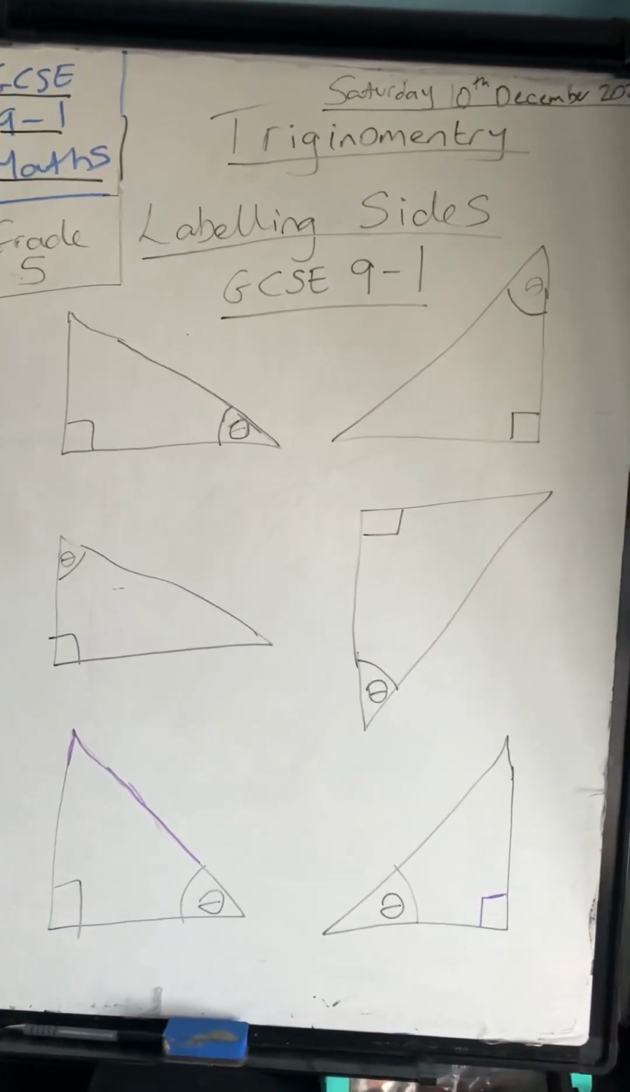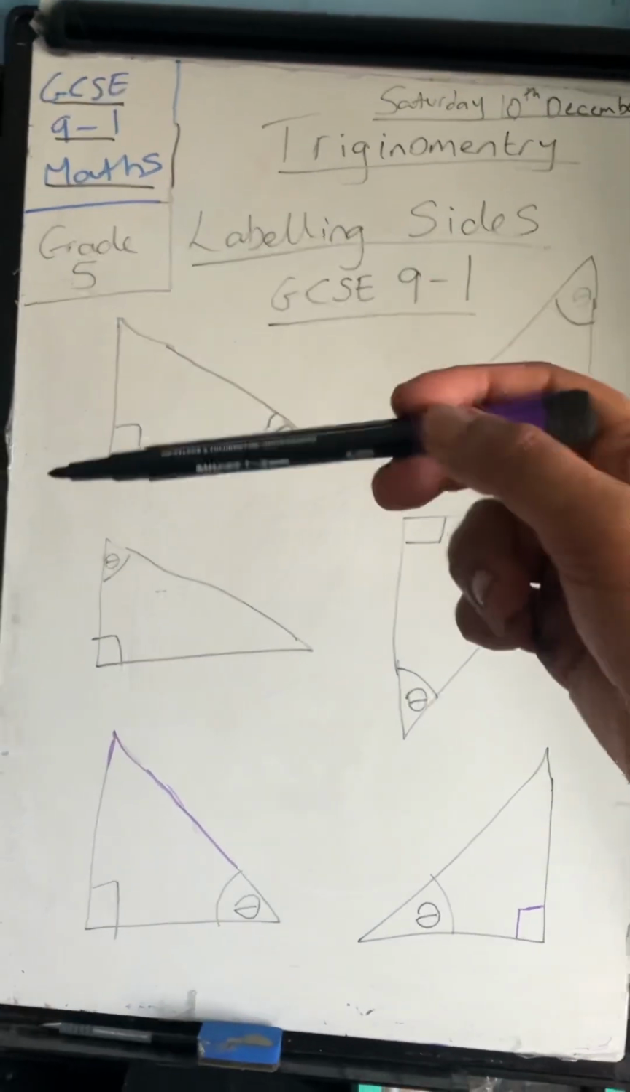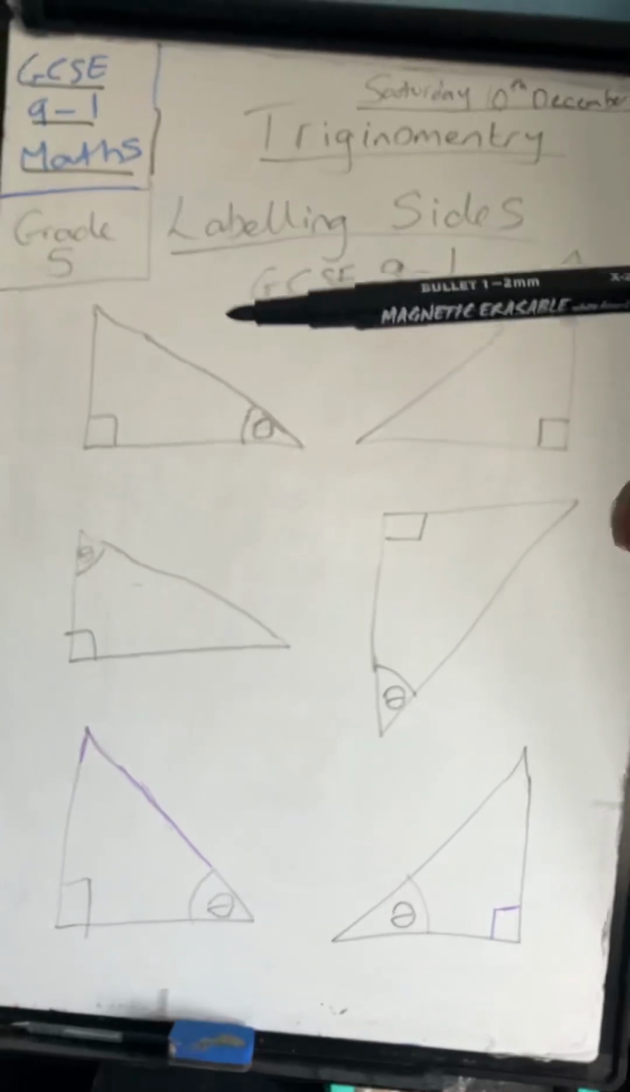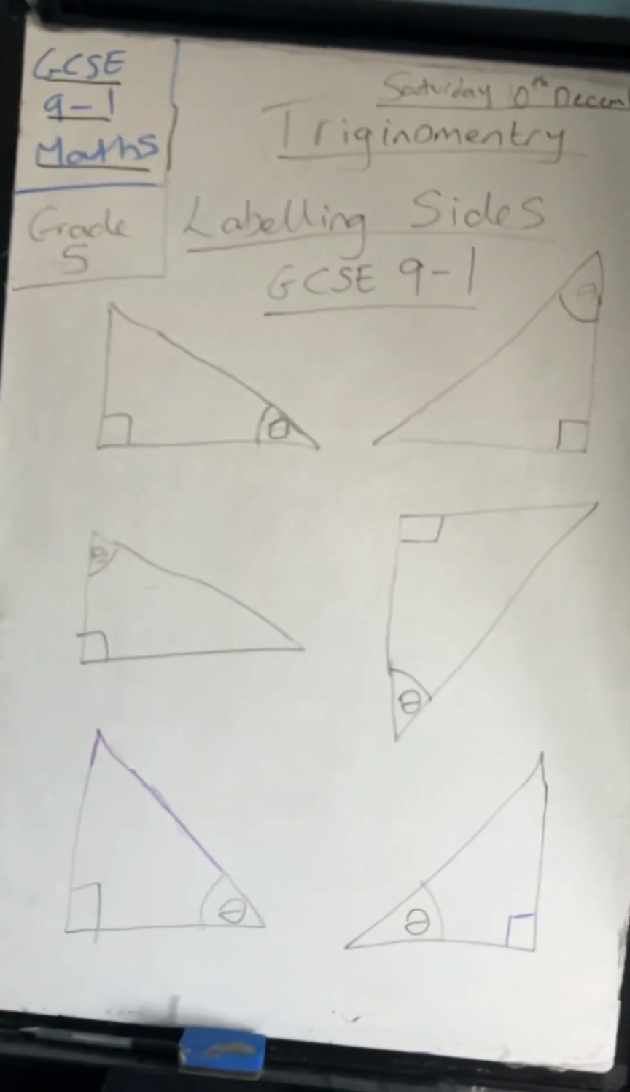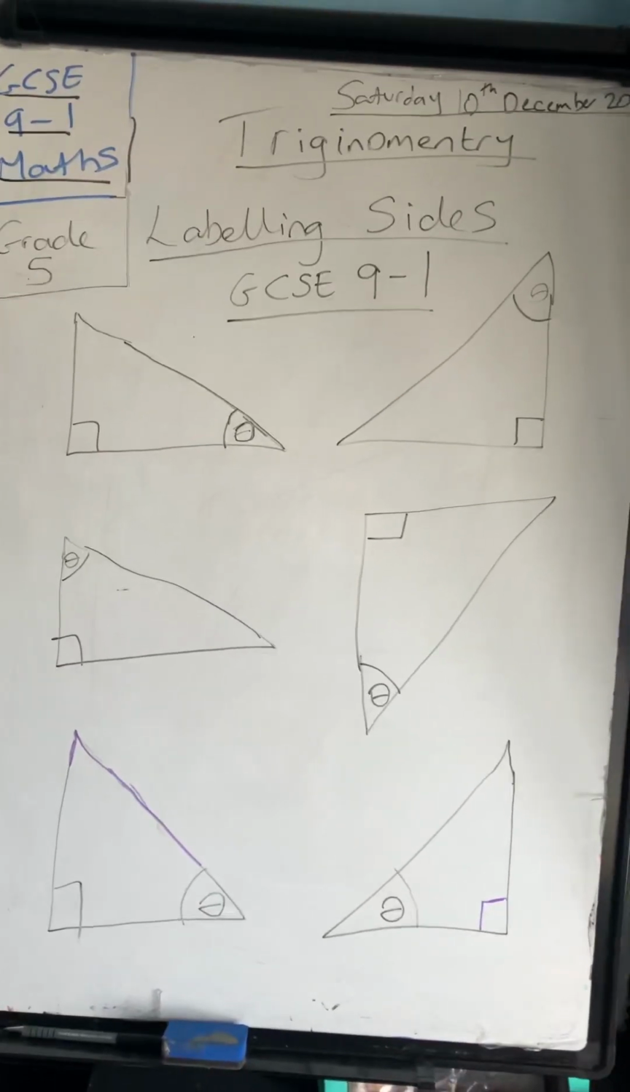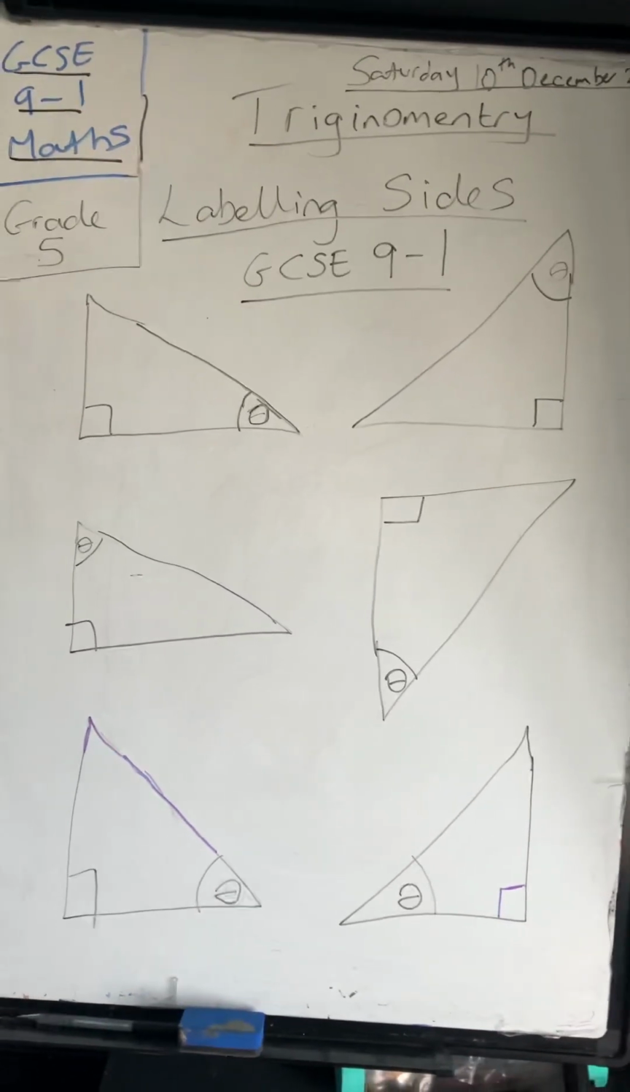Okay, so labeling our sides, guys. First of all, trigonometry in this case, for our purposes, we are looking at right angle triangles. So it has to be a right angle triangle. So make a note of that, guys, here. We're looking at right angle triangles for today's video.